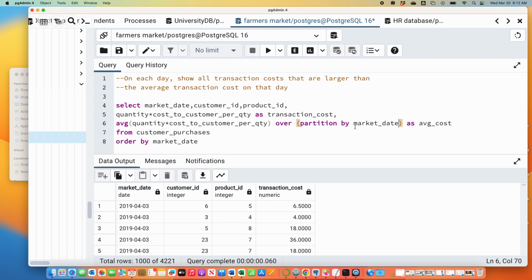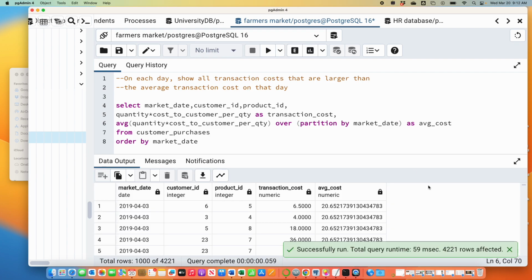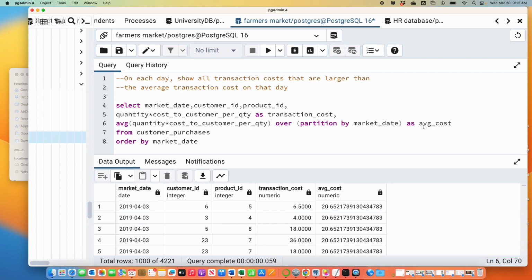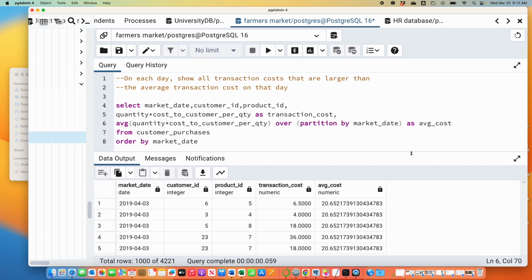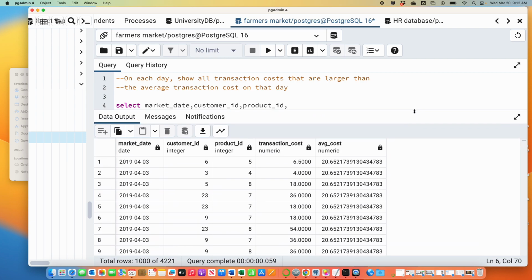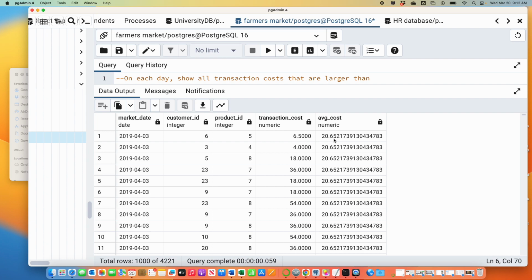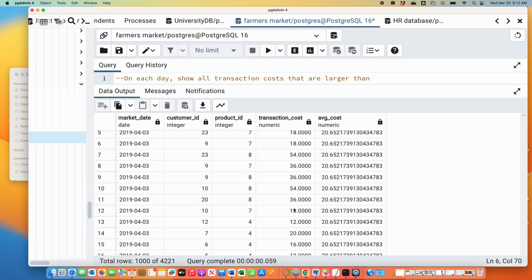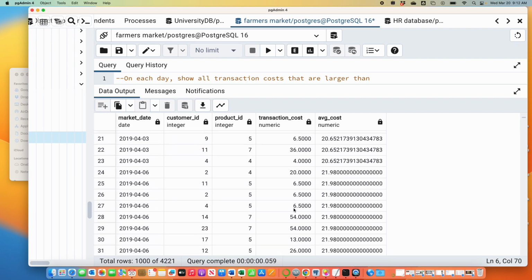It's grouping by, or partitioning by, each date. Each date is like its own bucket, its own separate thing. And then average of this transaction cost. And if I run this, it adds a new column, because I'm giving a new column an alias, and it's up in the select part of the query. It's just showing you an average cost. So $20.65, and that's on April 3rd. And if I scroll to like April 6th, see how the average is different?